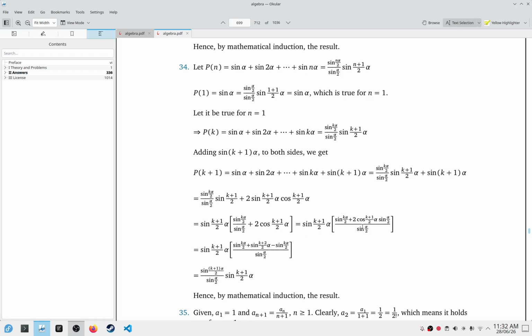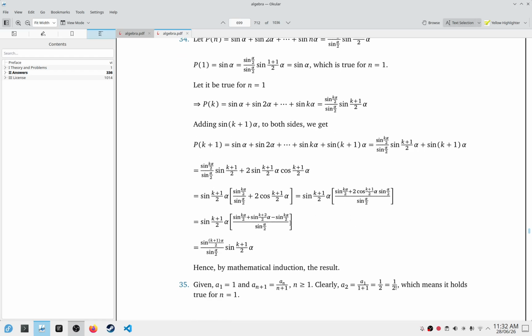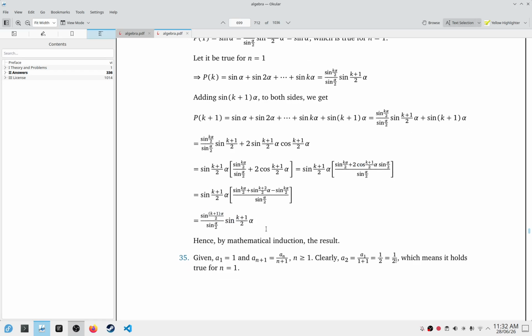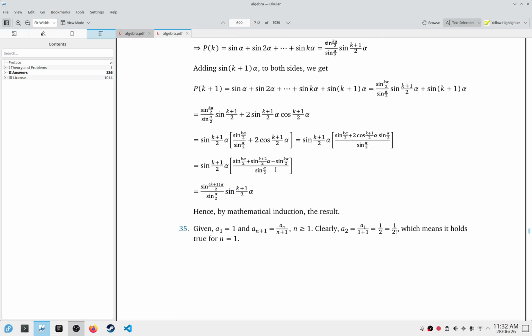Now we take the LCM, and after taking the LCM we solve it. So this 2 cos ((k+1)α/2) sin (α/2) can be written as sin ((k+2)α/2) minus sin (kα/2), and this gets cancelled. And thus we have the result by mathematical induction.